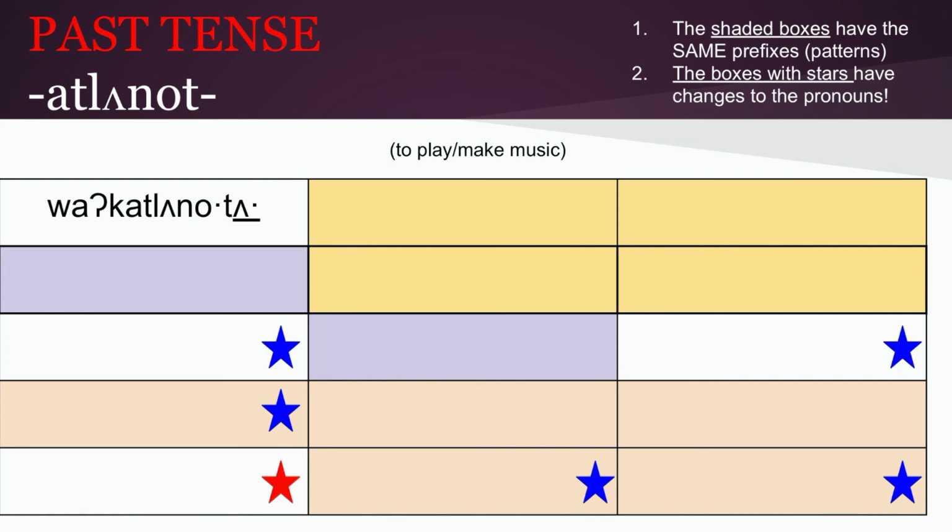So the boxes that are highlighted, those are prefix patterns. The ones with the stars, those are pronoun patterns or changes that happen to the pronouns, okay? So use this as a teaching or a studying tool as well.